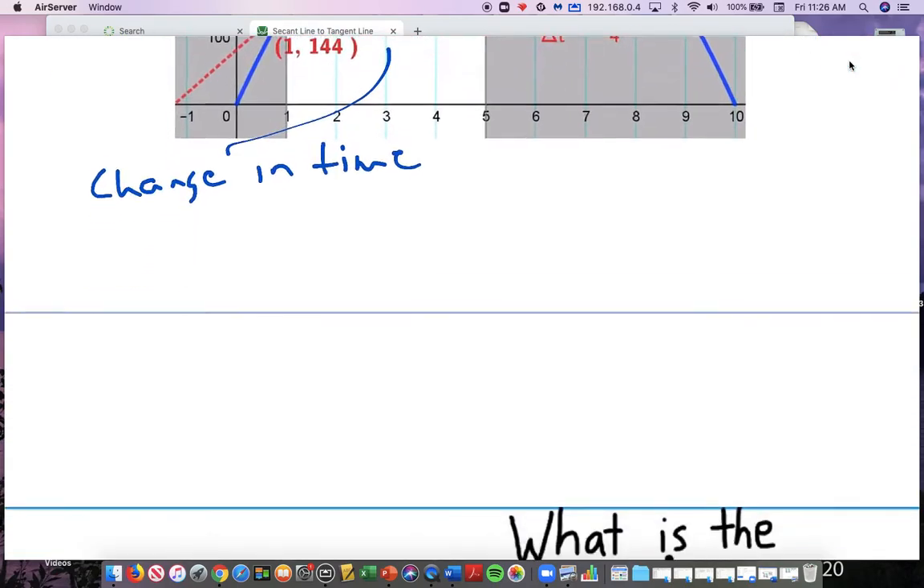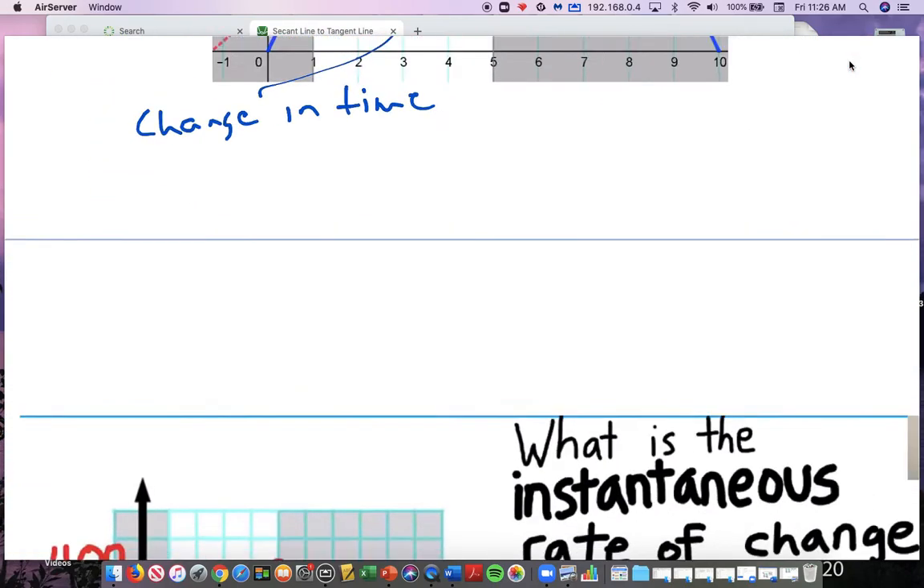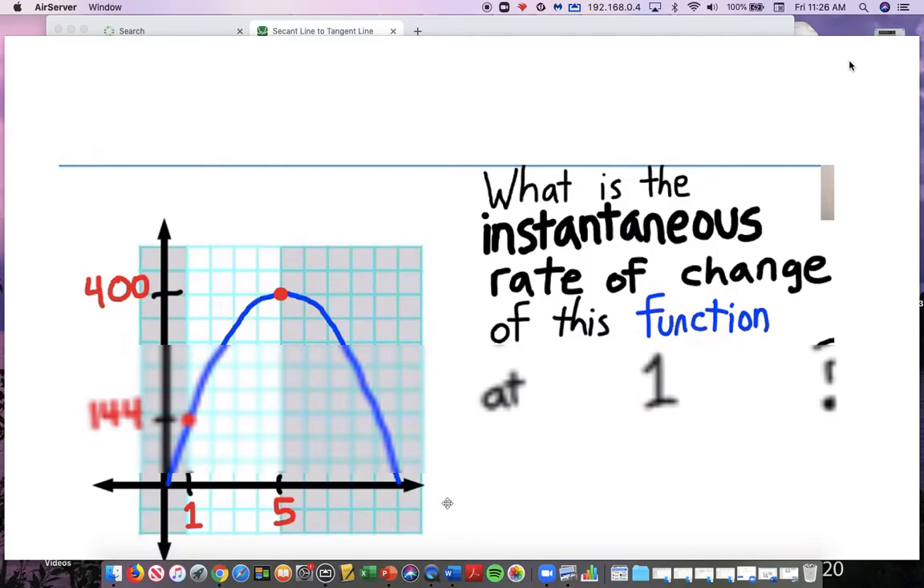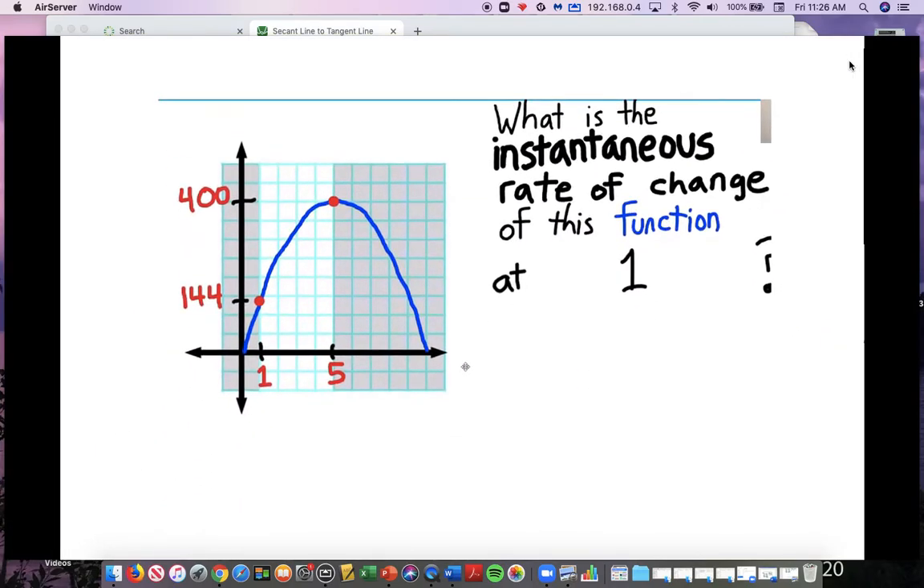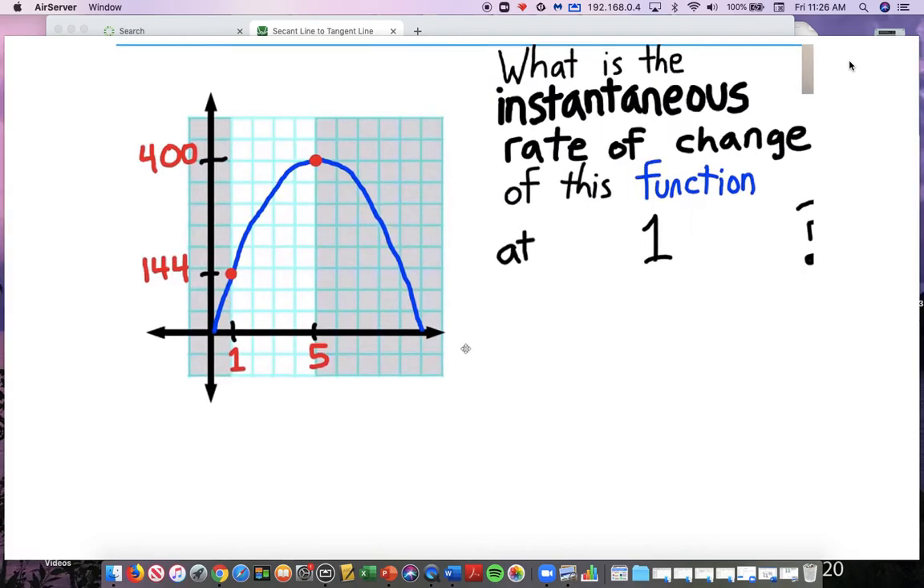When we start to talk about the idea of the instantaneous rate of change at 1, let's think about what that would mean. I'd love for you to pause this and think to yourself, what does the instantaneous rate of change mean?